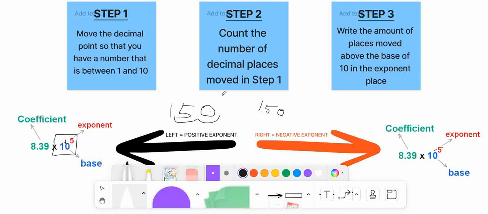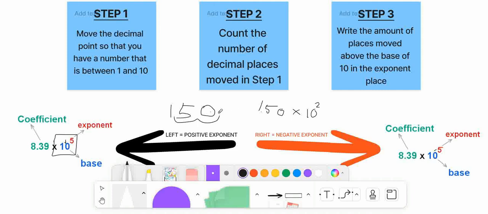Now where we're going to put that number 2 is in the exponent value. So our base is always 10, so we write times 10 to the 2. However, we remember that in our second rule, we stated that the exponent can be either positive or negative. However, to determine if it's positive or negative, we need to look at which way we moved the decimal. So in 150, we moved it to the left. So we went from 150 to 1.5.